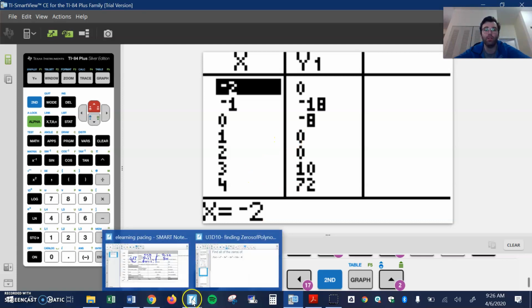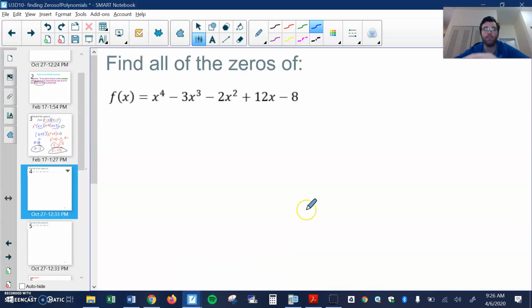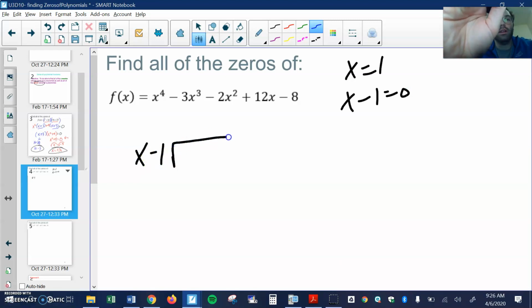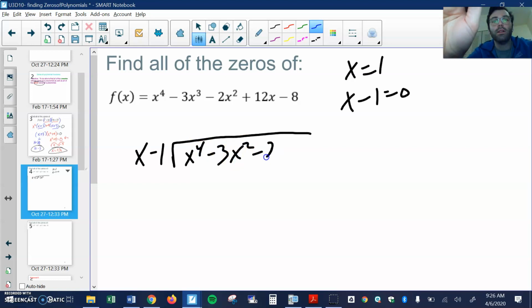And what I'm going to do with that is perform long division. So if x equals 1 is a 0, then remember x minus 1 was the factor. All right, so in long division, here we go. This is fun. Everyone remembers long division, right? I'm going to write x minus 1 out here, make my big bracket there, and then write x to the 4th minus 3x cubed minus 2x squared plus 12x minus 8.